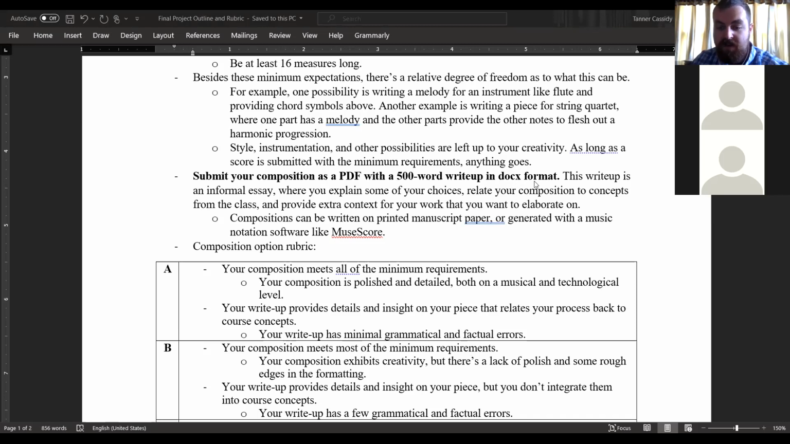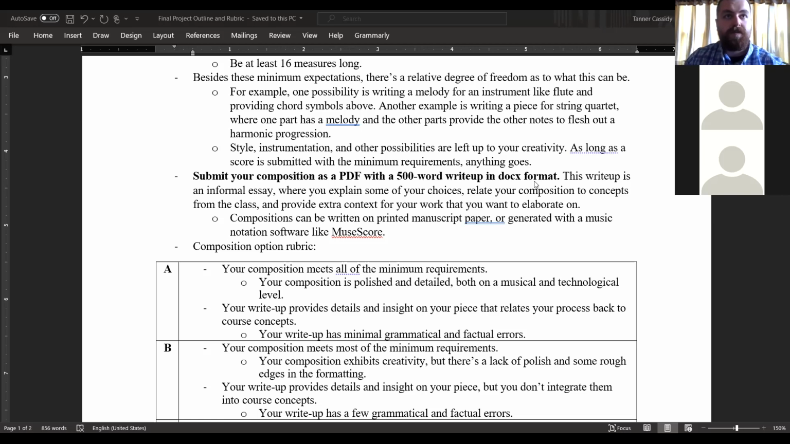Can the composition be a variation on an already existing theme or piece? I'm gonna say yes, if it's approved ahead of time. So stop by, or shoot me an email, or ask me. With reservations, yes, that is possible. So the word for that is what we call an arrangement. Arrangements are taking a piece of music that exists and redoing some stuff.